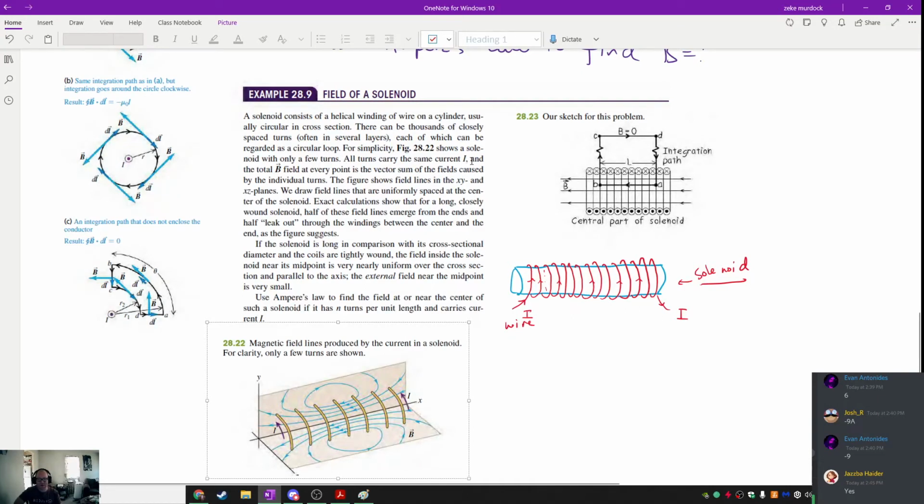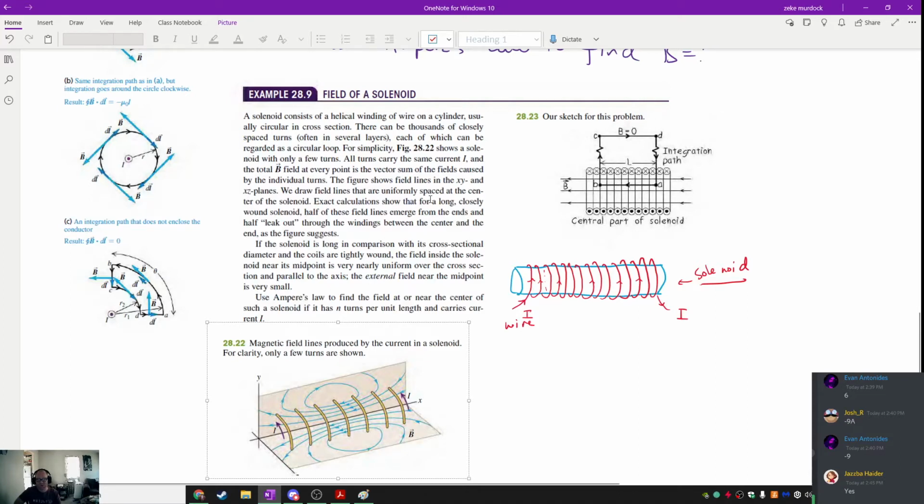Okay, so let's go back. All turns carry the same current I. So here's our solenoid. We're just seeing like a quarter section of it here. Drawn in blue are the magnetic field lines created by the solenoid. The solenoid tends to produce a magnetic field similar to a dipole magnet, actually. The figure shows the field lines in the xy and xz planes, so there's the xy plane and there's the positive xz plane. We draw field lines that are uniformly spaced at the center of the solenoid. Are they uniformly placed? I guess they are. The field lines in the center here are pretty uniformly spaced.